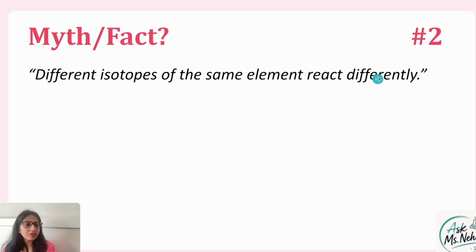So different isotopes have same number of electrons. Element react differently. To react, element uses its electrons. So only electrons affect the chemical reactivity of a substance. Protons don't participate in chemical reactions. Neutrons have got nothing to do with it. So let's look at some data to find some evidence to figure out if this statement is correct or not.